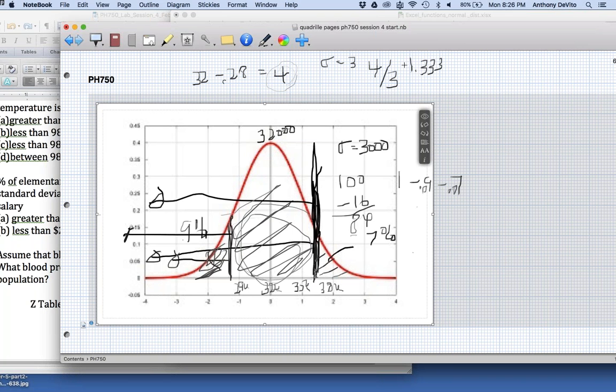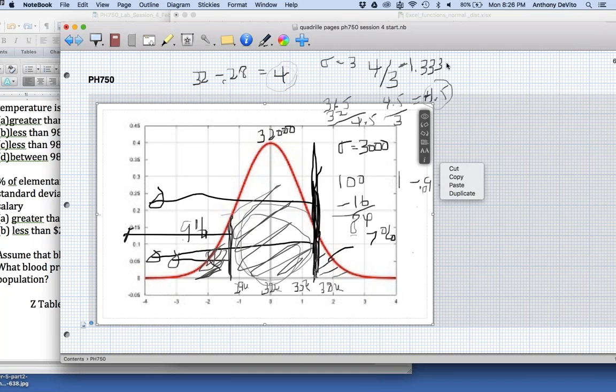It's below the mean, right? So I'm going to make it a negative number. Now, how many standard deviations below the mean was 36,500? Minus 32 is 4.5, right? 4.5 over 3 is 1.5. It's 1.5 standard deviations above the mean, and since it's above the mean, it's plus 1.5.